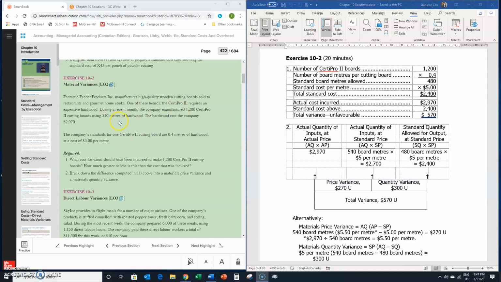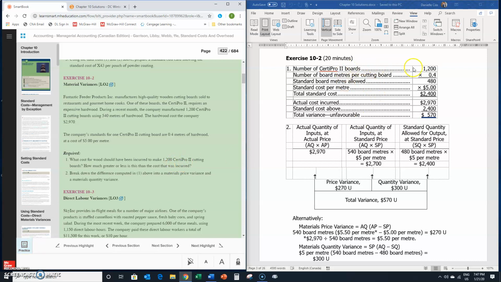So here we're told they made 1,200 boards. They used 540 meters at a total cost of $2,970. But the standard is to use 0.4 meters for each cutting board, and it's $5 per meter. So, what cost for wood should have been incurred to make the 1,200 cutting boards? How much greater or less is this than the cost that was incurred? So if we use the standards, how much wood should they have used at what cost?